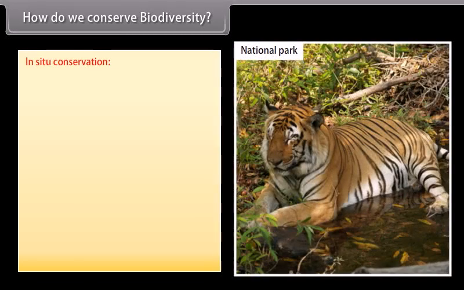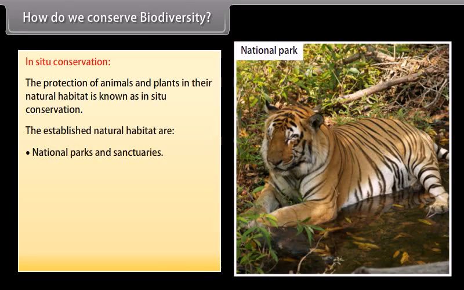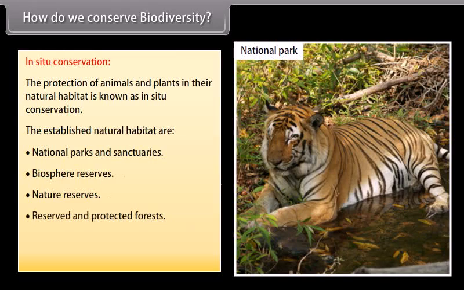In situ conservation: the protection of animals and plants in their natural habitat is known as in situ conservation. The established natural habitats are national parks and sanctuaries, biosphere reserves, nature reserves, reserved and protected forests, preservation plots, and reserved forests.